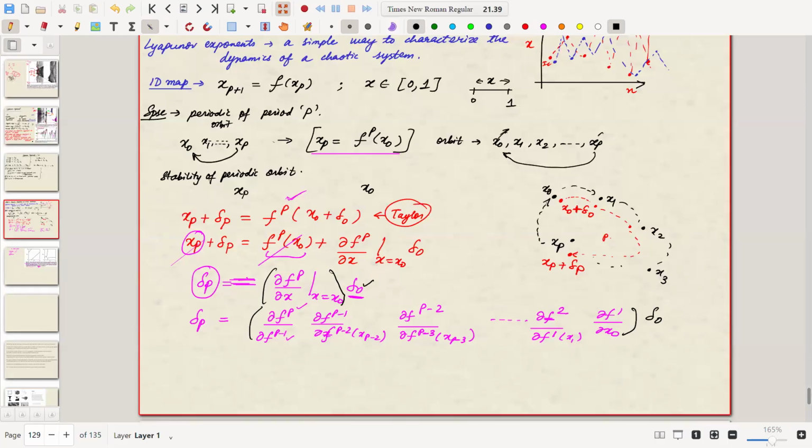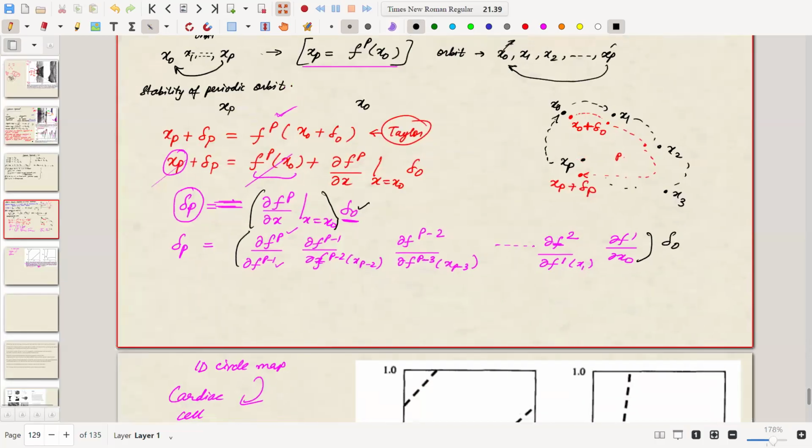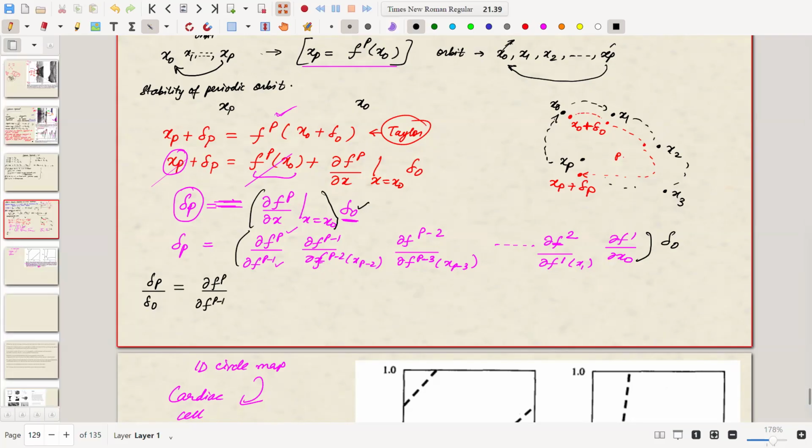Okay. Can I write delta p by delta naught? Then I will know how much fraction it has perturbed from the initial. Delta p by delta naught means how much fraction it has perturbed from the initial point, isn't it? That should be this whole fraction, dou fp by dou fp minus 1 at xp minus 1 into dou fp minus 1 divided by dou fp minus 2 at xp minus 2, and so on, till you get dou f1 by dou x. Agree?